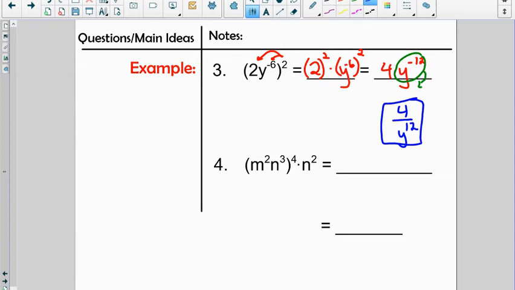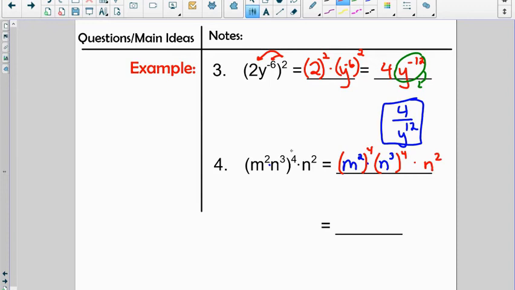Now in number 4, we kind of start out the same way, where we have a product inside the parentheses that's being raised to the same power. So we have m squared times n cubed, and both of those factors inside that parentheses are being raised to the 4th power. So what I have to do now is show that each one of these is going to be raised to the 4th power. And then I don't want to forget about that n squared that's at the end. Okay, it still has to come along with it.